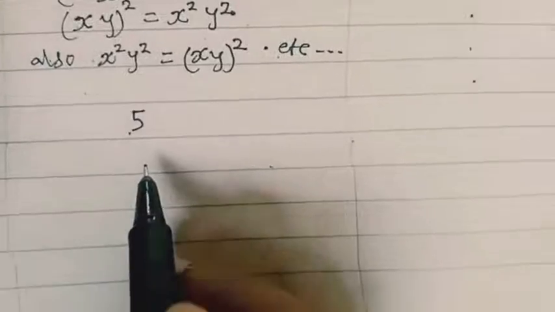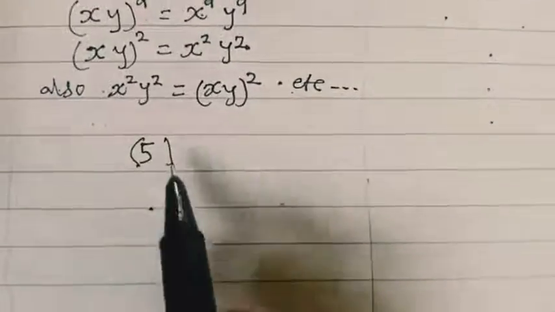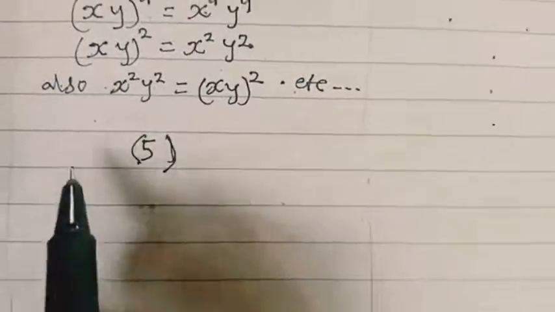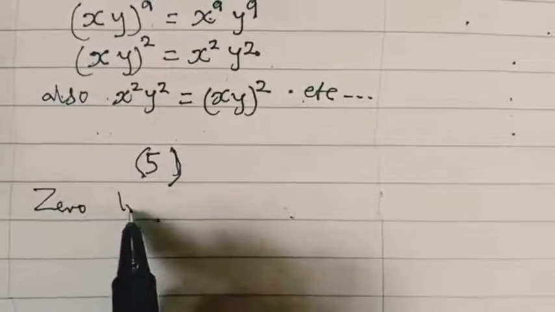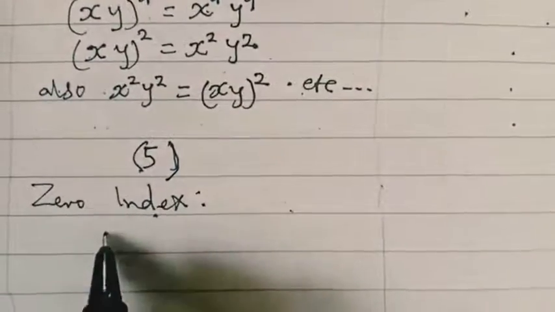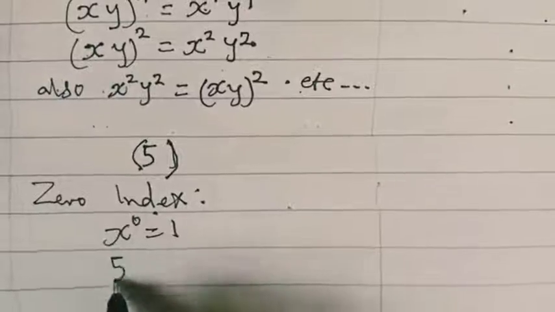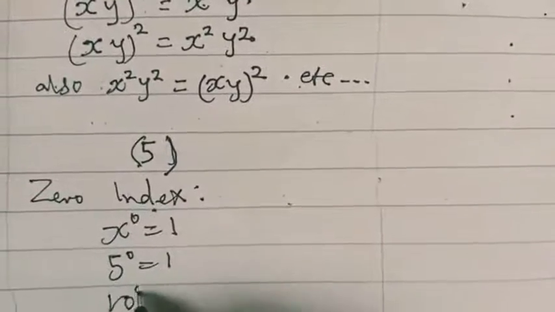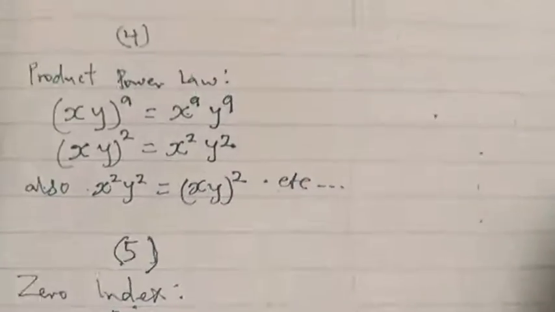The next law is the zero index law. The zero index law just states that any number raised to power 0 will be equal to 1. 5 raised to power 0 is 1, 10 raised to power 0 is 1.